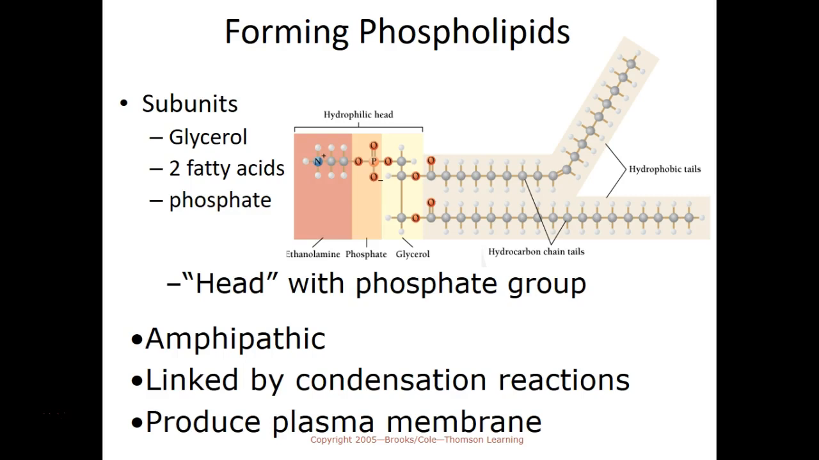Phospholipids are amphipathic, just like triglycerides. They have a glycerol, which is polar, and then they have the fatty acid tails, which are nonpolar.